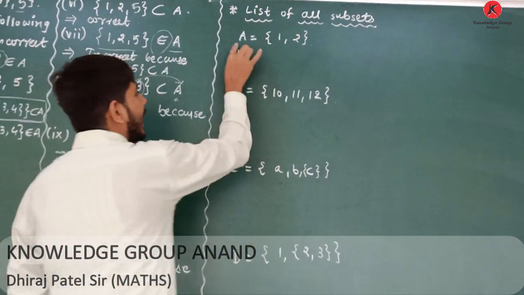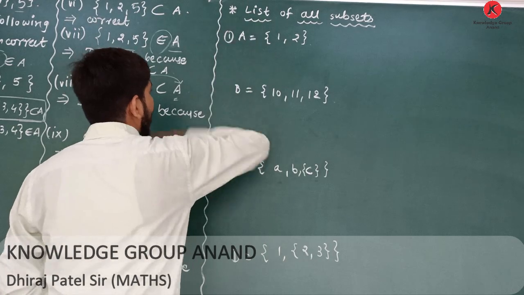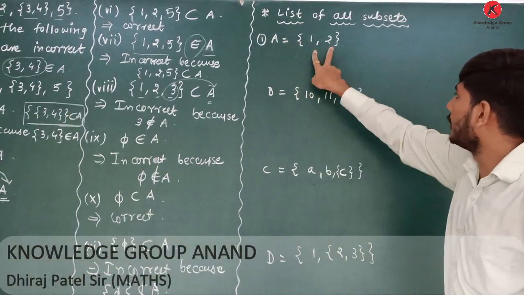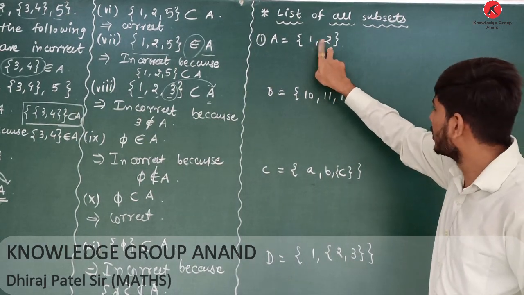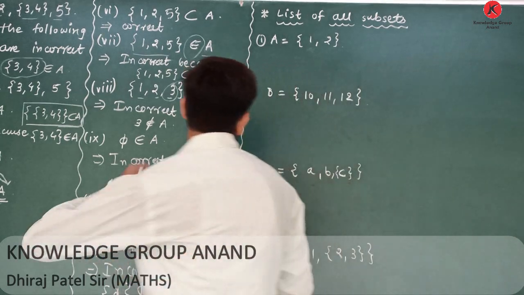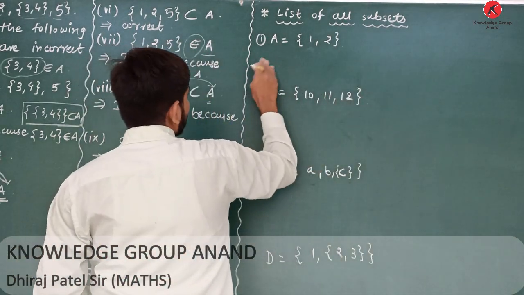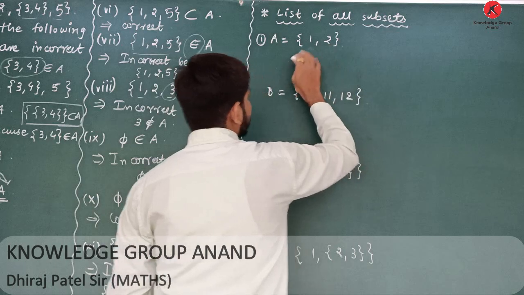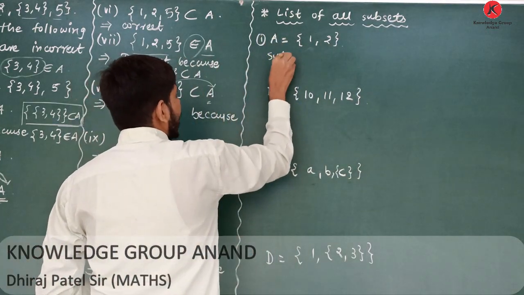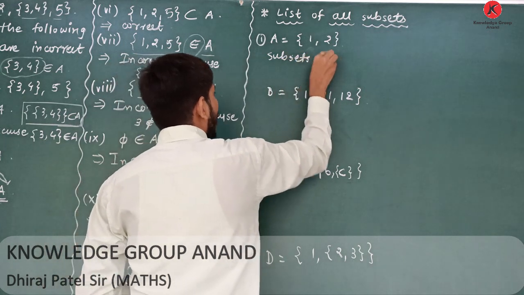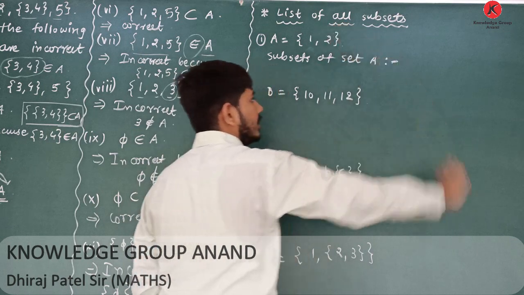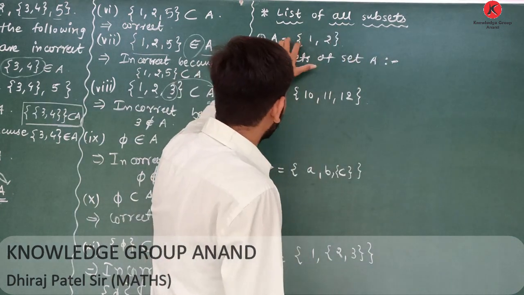First of all, I am taking the set A equals {1, 2}. The set A has two elements. This is first and this is second. The first element is 1 and the second element is 2. First of all, list out all the subsets of this given set. So first of all, write down the subsets of set A.